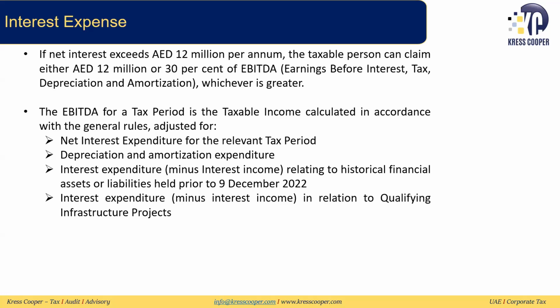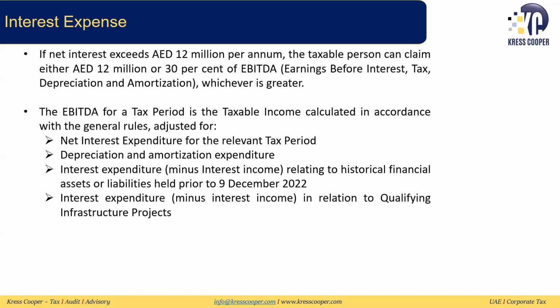EBITDA is earnings before interest, tax, depreciation, and amortization. That is that amount higher, so whichever is greater of the two. Now, how will you calculate this EBITDA? We take the taxable income, which we will calculate in accordance with the corporate tax rules. We will adjust it for the net interest expense for the relevant tax period. We will add back the depreciation and the amortization expenditure for the tax period.